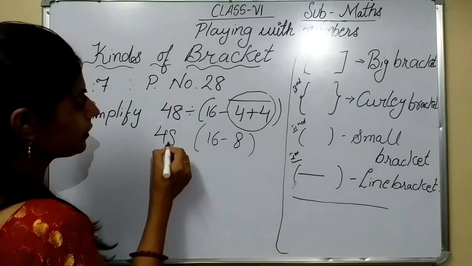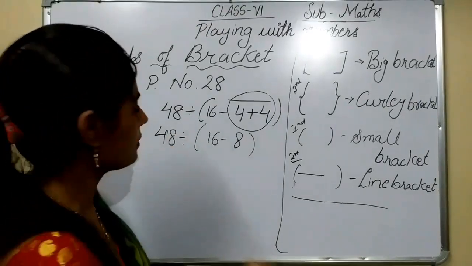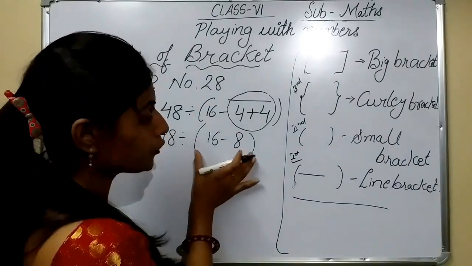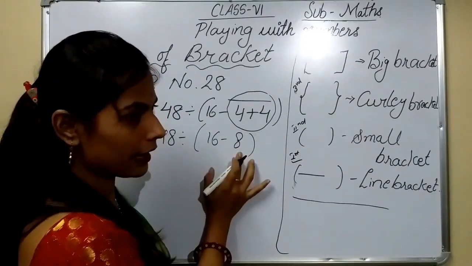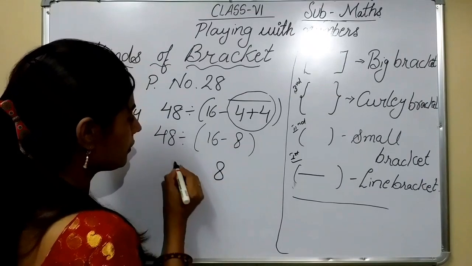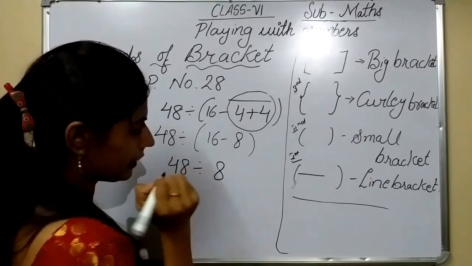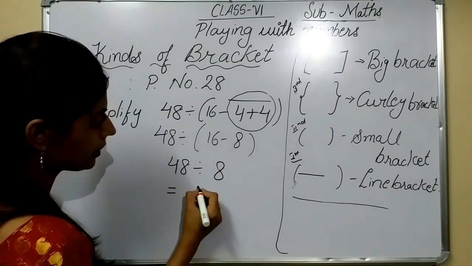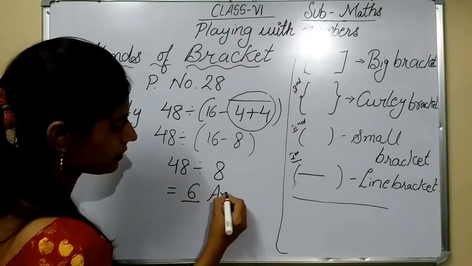Now 48 divided by 16 minus 8. Now see, there is a small bracket given. Now you have to solve the small bracket. 16 minus 8, that is 8. 48 divided by 8, then divide it. Its answer is 6.